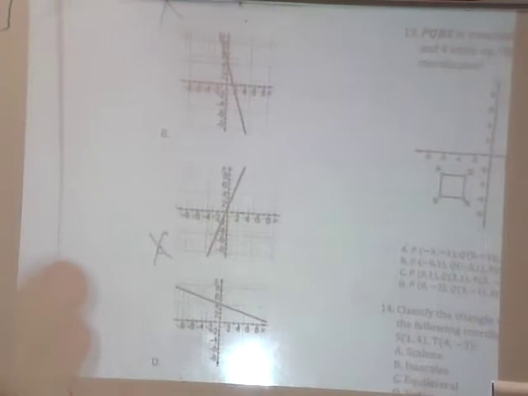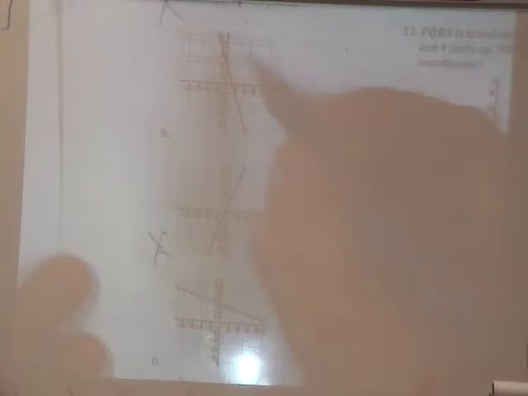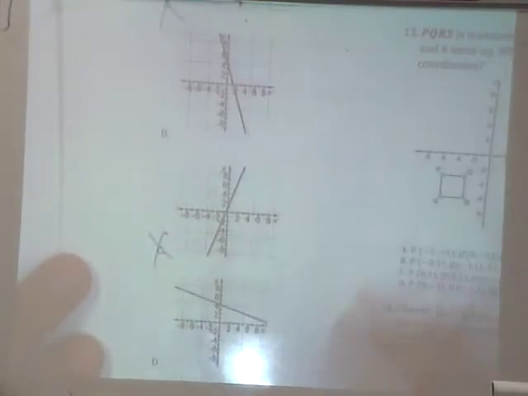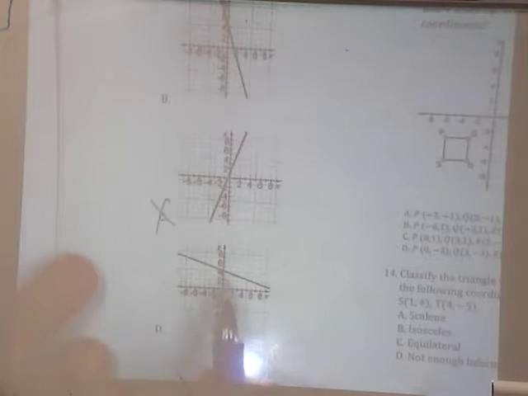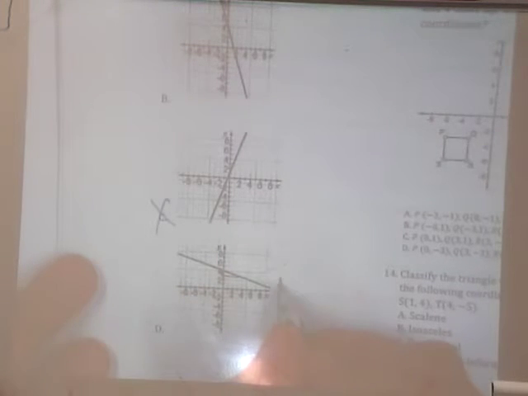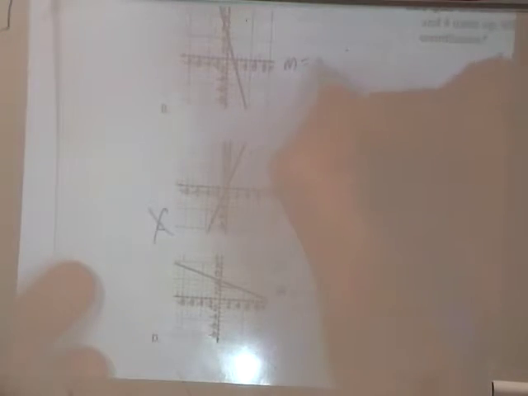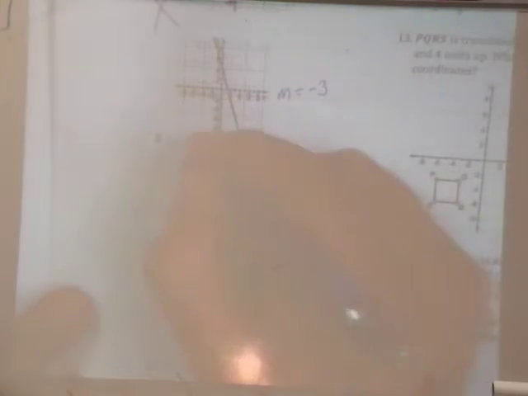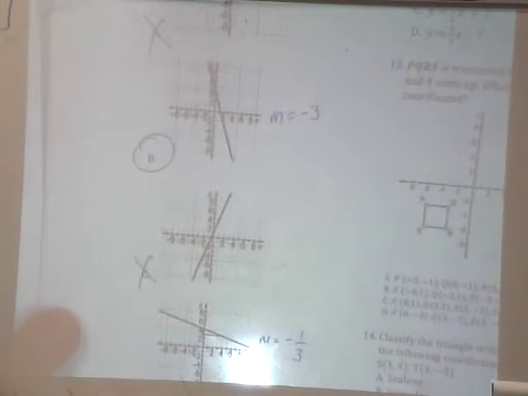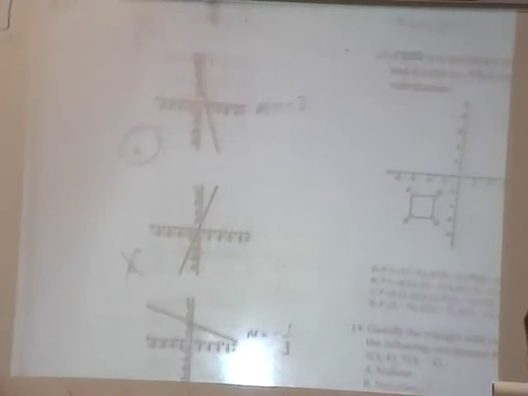Looks like it's rising 3 and running 1. So 3 over 1 is the negative 3. This one, I think it's 1/3. Rising 1 and running 3. So this m would be negative 1/3. And this slope would be negative 3. So we want them to have the same slope. So it's got to be B. Questions on number 11? No, sir. Okay. Number 12.